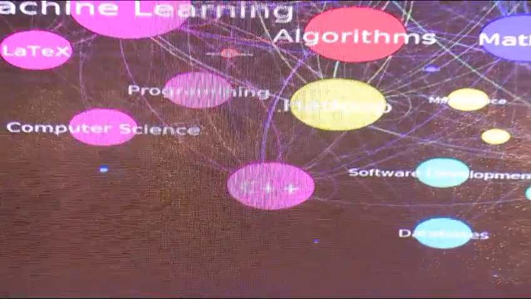So this is a connected graph of all the different skill sets that anybody who's a data scientist on LinkedIn lists in their profile. The bigger it is, the more times it was mentioned, and the ones that are connected and have similar colors are the ones that are mentioned together most of the time. So you can see it's very clear.